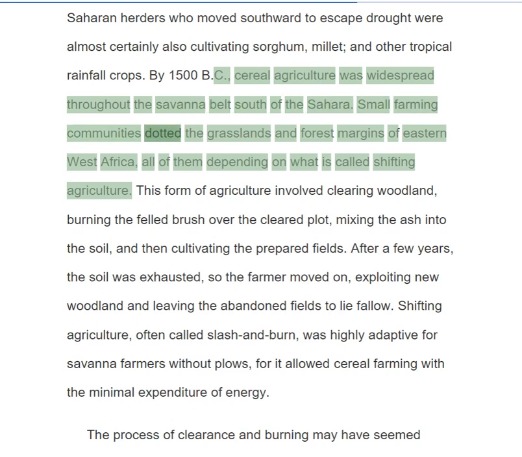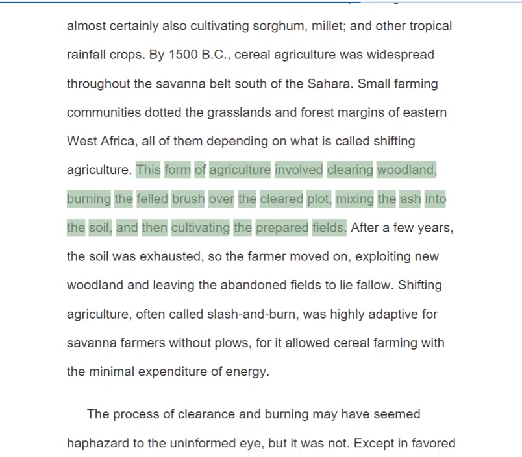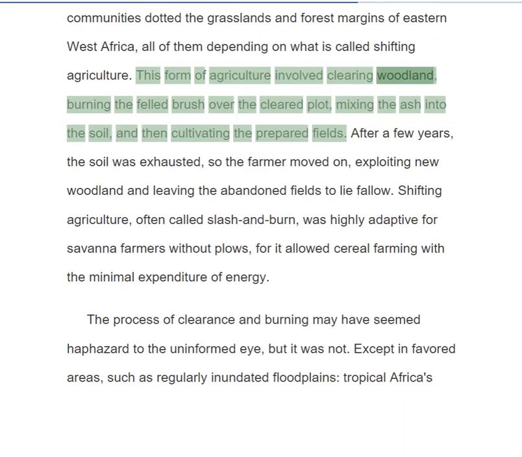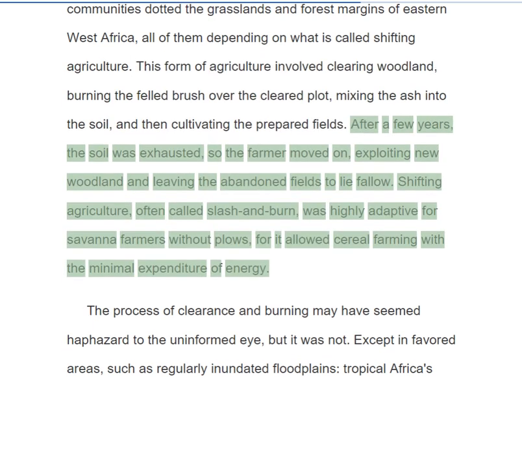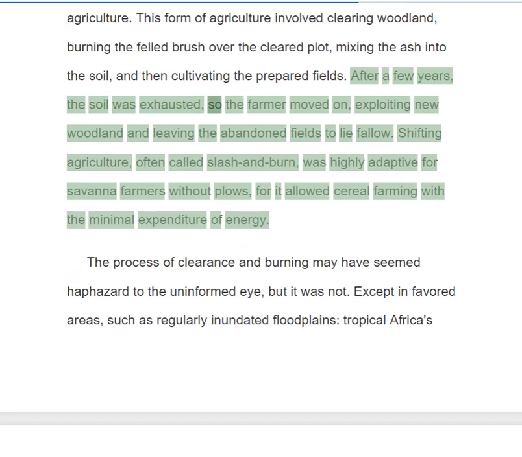Small farming communities dotted the grasslands and forest margins of eastern West Africa, all of them depending on what is called shifting agriculture. This form of agriculture involved clearing woodland, burning the felled brush over the cleared plot, mixing the ash into the soil, and then cultivating the prepared fields. After a few years, the soil was exhausted, so the farmer moved on, exploiting new woodland and leaving the abandoned fields to lie fallow. Shifting agriculture, often called slash-and-burn, was highly adaptive for savanna farmers without plows, for it allowed cereal farming with the minimal expenditure of energy.